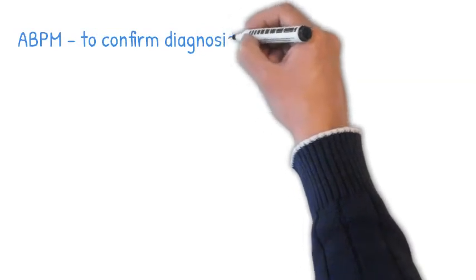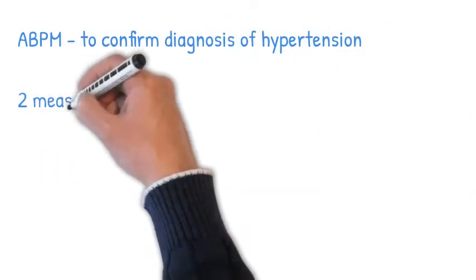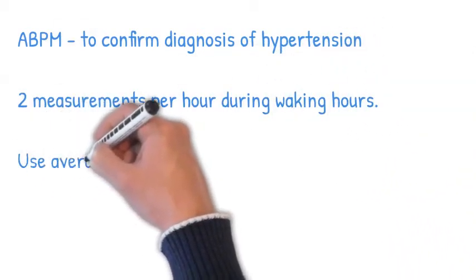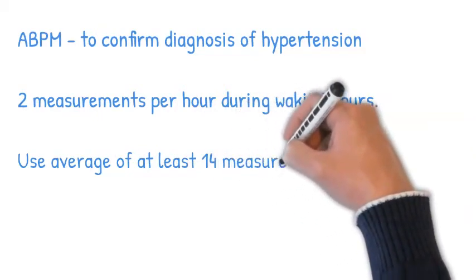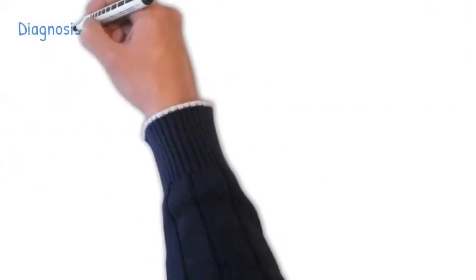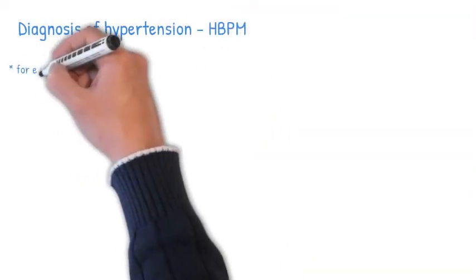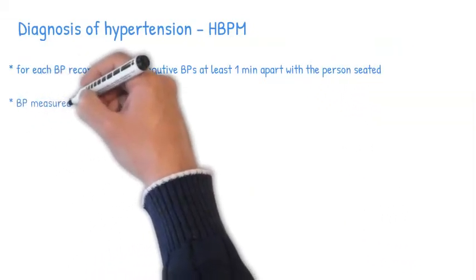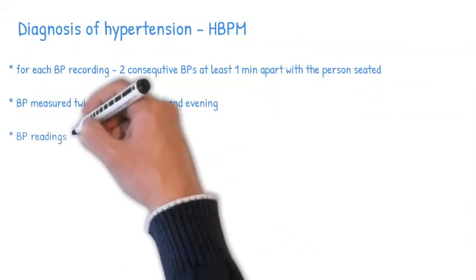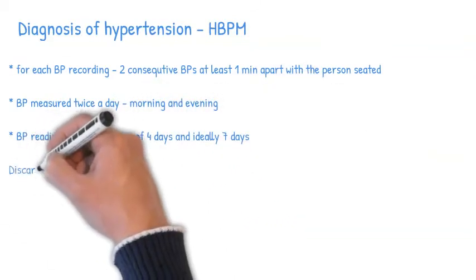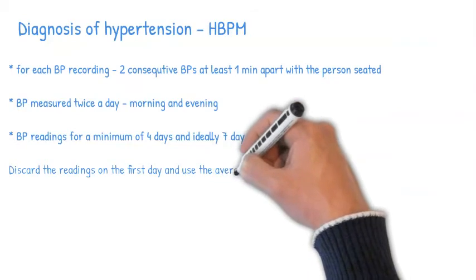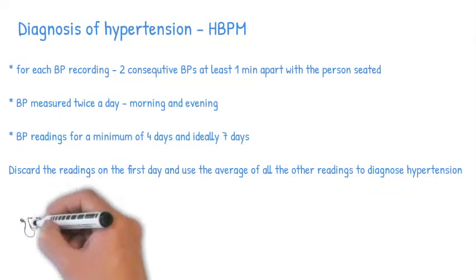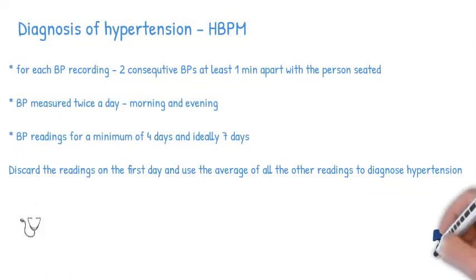For ambulatory blood pressure monitoring, the machines will measure 2 blood pressures per hour, and you need to use an average of at least 14 measurements spaced over a number of days. Most machines will produce this figure automatically. If you're going to diagnose hypertension using home blood pressure monitoring, ask the patient to take their blood pressure when they're sitting for 5 minutes and then to take 2 measurements at least 1 minute apart. They should do tests morning and afternoon for 4 and preferably 7 days. When you get the results, you should discard the first day and use an average of all the other readings to diagnose hypertension.